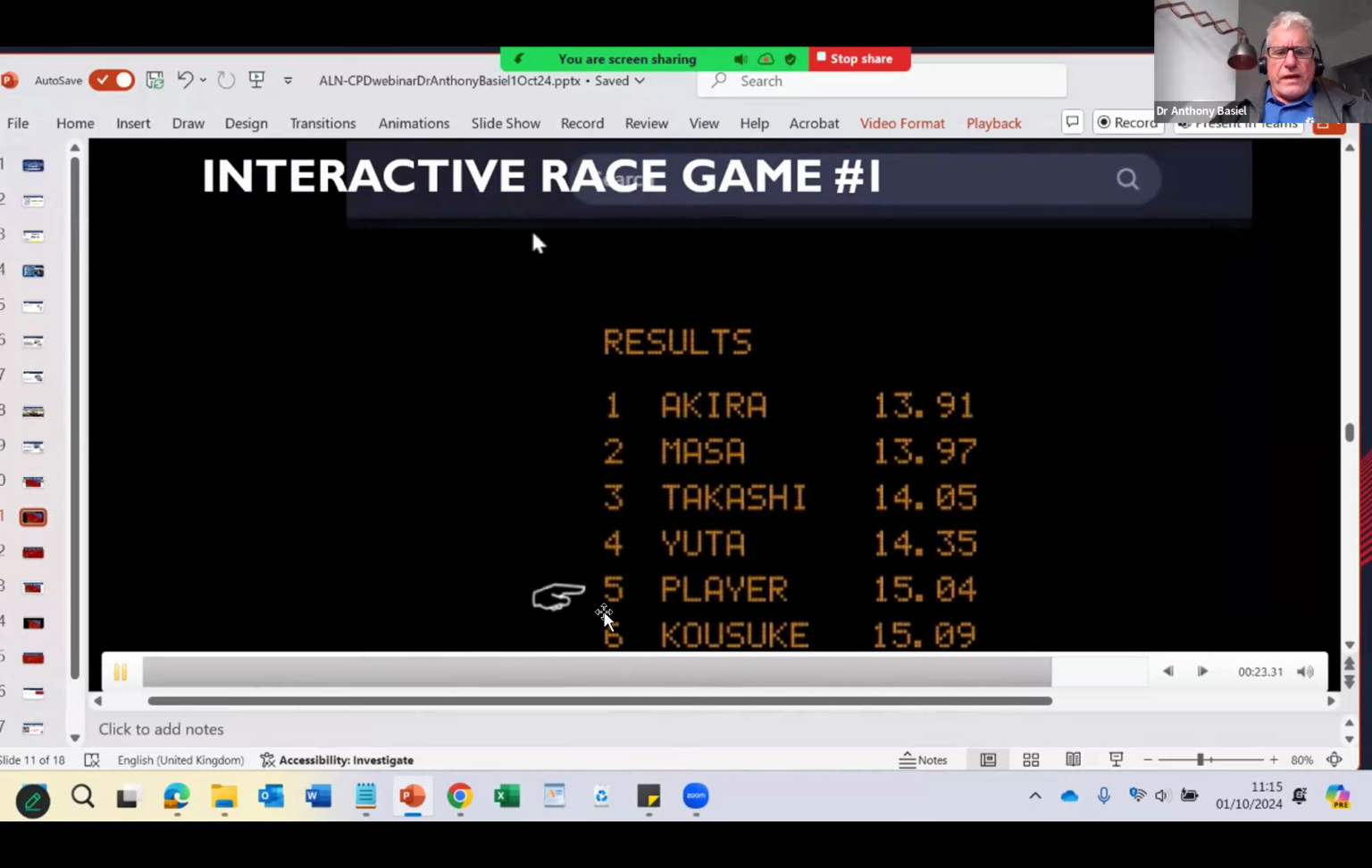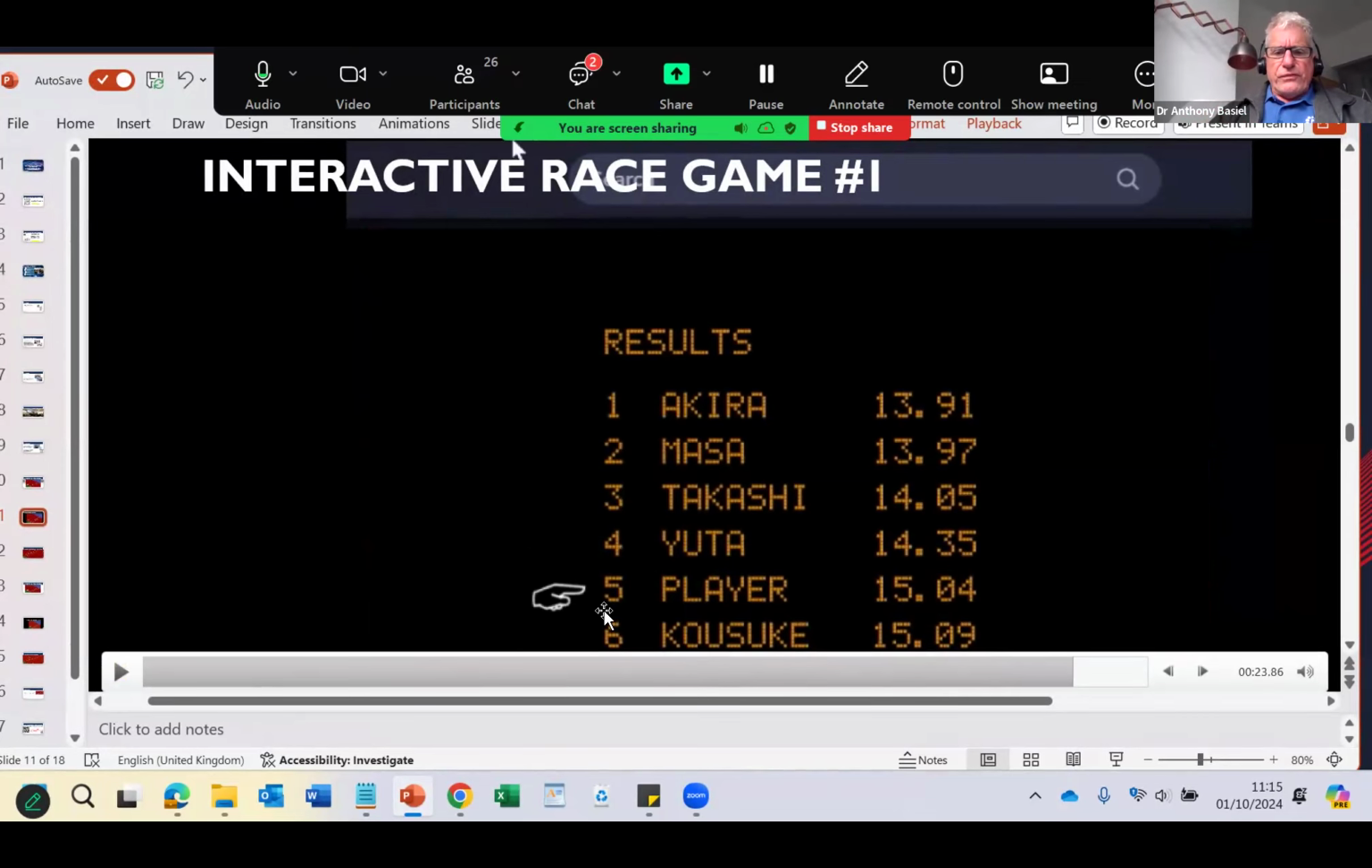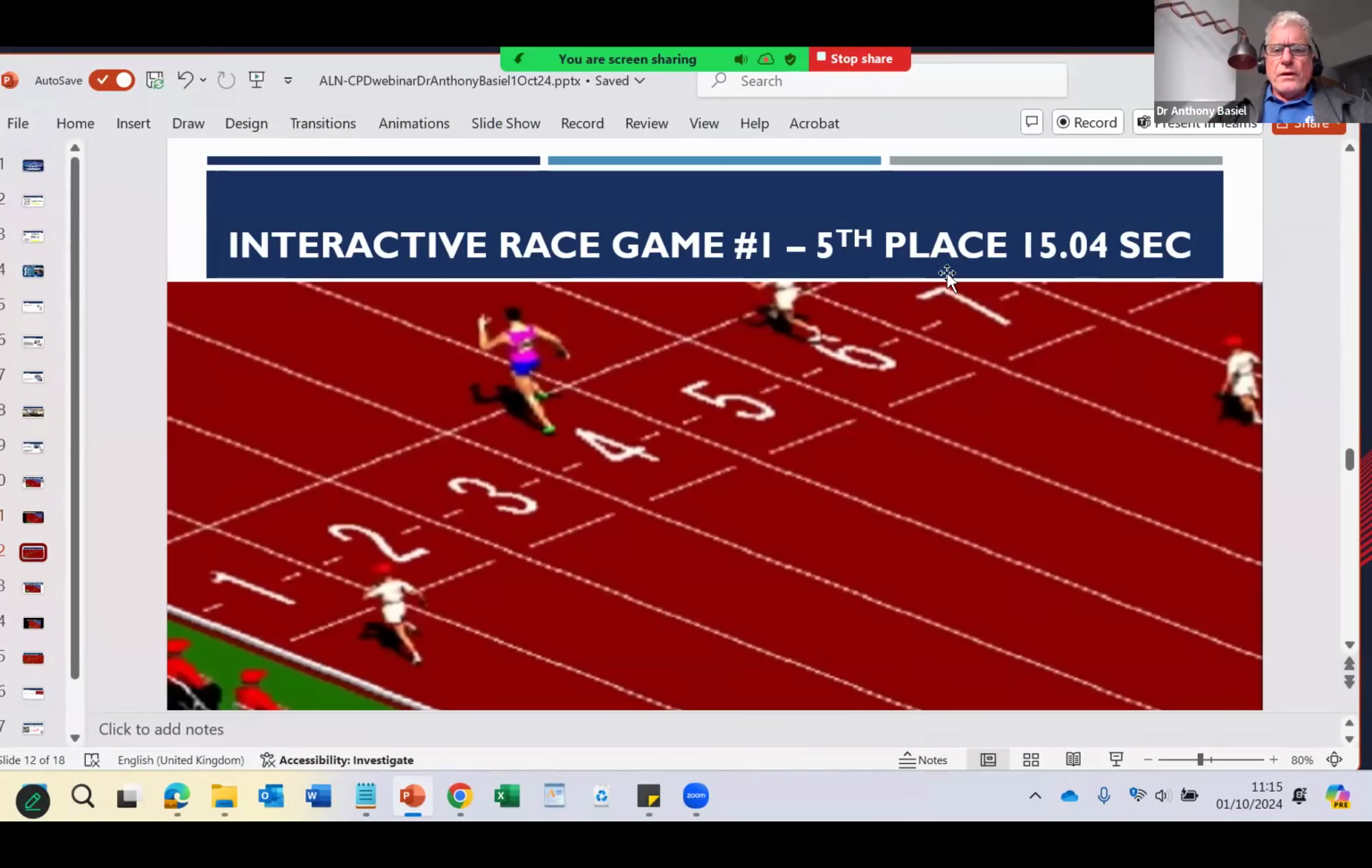We were fifth place at 15.04 seconds. So the summary of your contribution, you tapping the buttons, is that you have created a time of 15.04 seconds. Now, what does that mean? If we look at the race as an assessment, this is the result of that assessment. You've come in fifth place out of this group, and you have a time of 15.04 seconds.